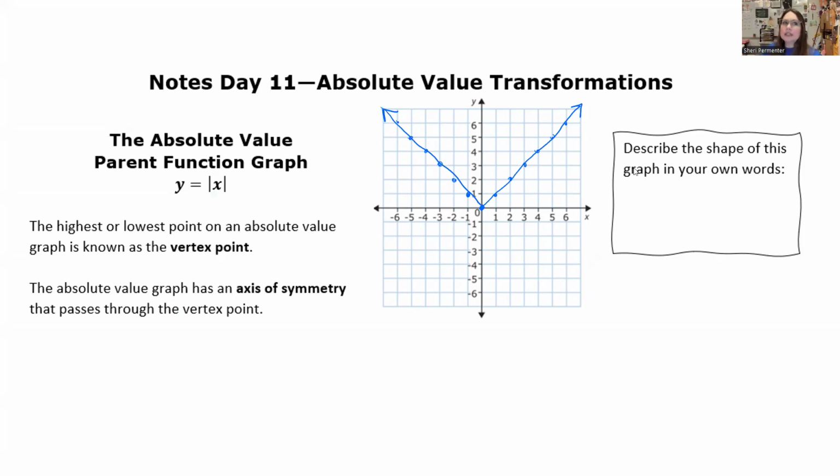So what letter did I say that this graph looks like? The letter V. Okay, the letter V. A parabola kind of looks like the letter U, and an absolute value looks like the letter V. There is a vertex point. The vertex point is always going to be H, K, and the axis of symmetry is x is equal to h.